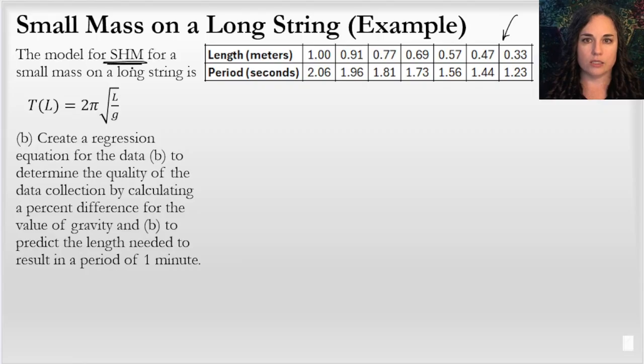That's what this is. SHM is simple harmonic motion. The model for simple harmonic motion for a small mass on a long string. So if you think about a grandfather clock, you just let a small mass on some long string go back and forth and back and forth. And as long as you're within the small angle, so less than 13 degrees, 10 degrees is what I call a really small angle, you're going to get a nice model like this.